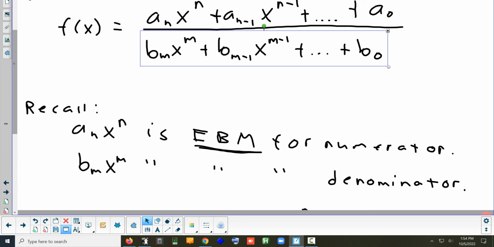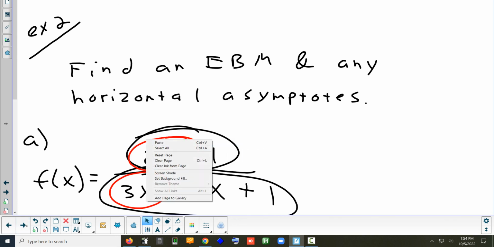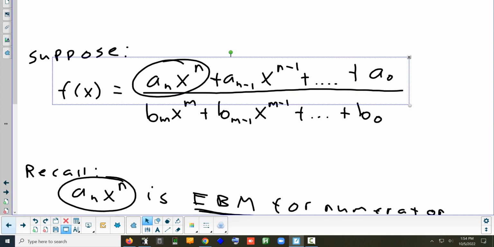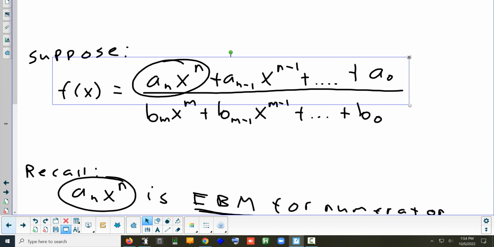Usually, the end behavior model is the very first term. Here it's the 2x squared. Here it was the 3x cubed. So in the top, this is the EBM. It's called the end behavior model. In the bottom, that's the end behavior model.